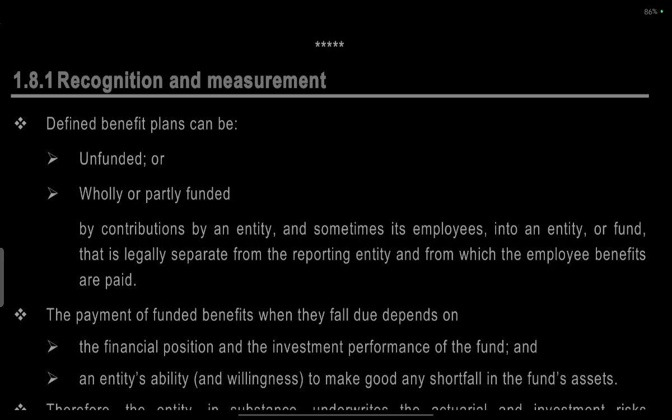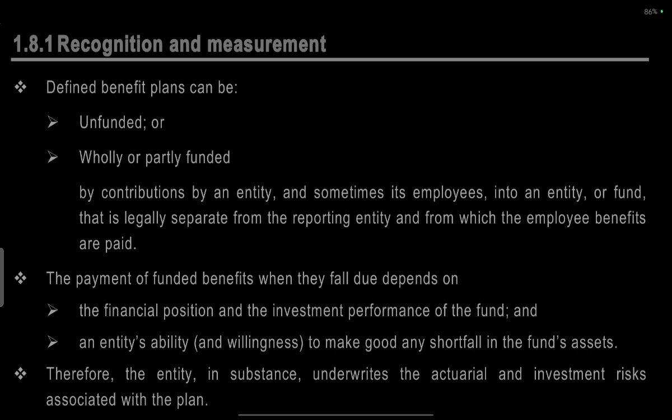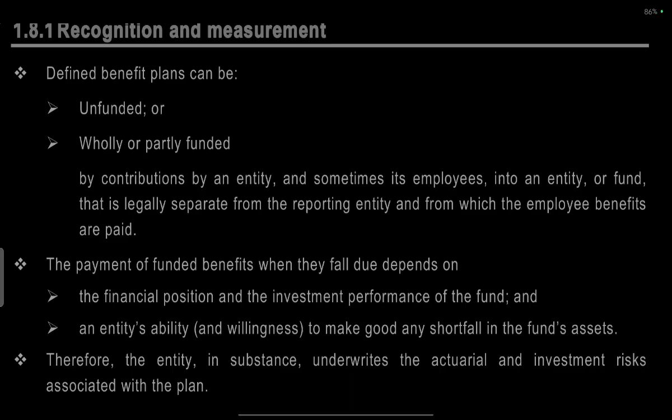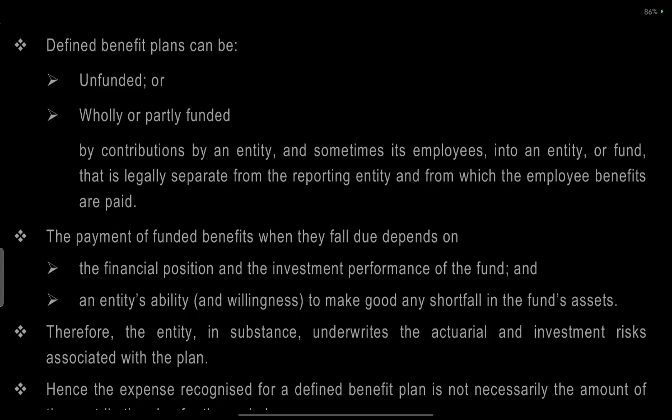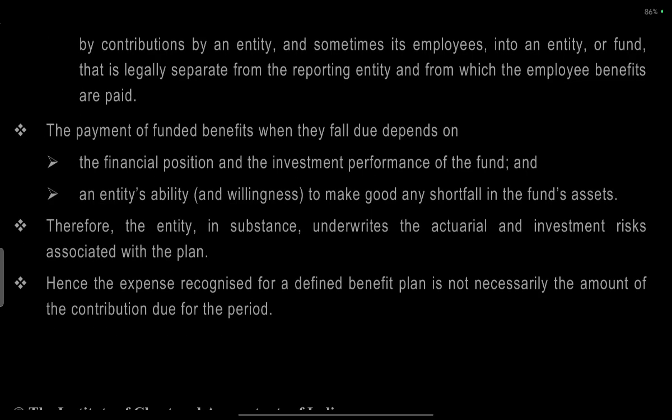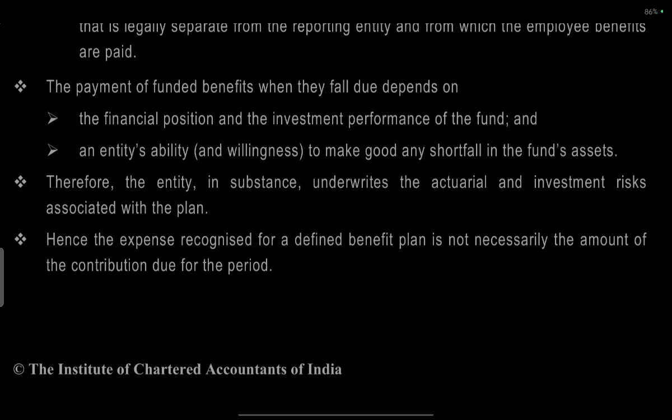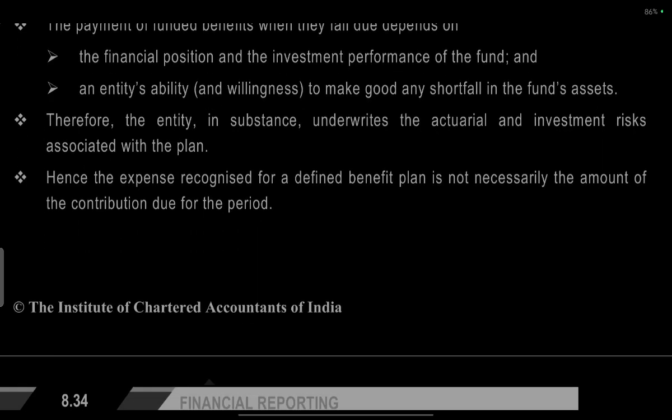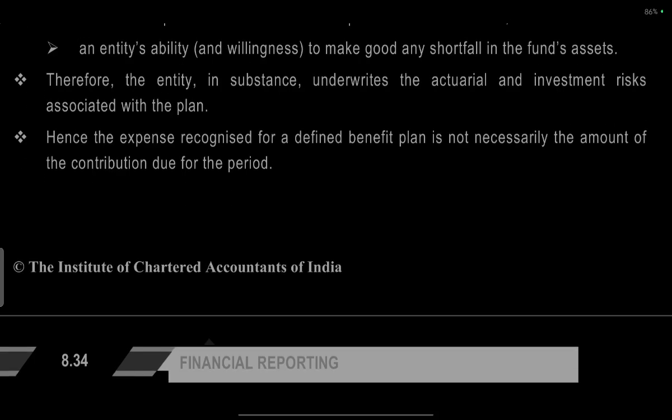Recognition and measurement. A defined benefit plan can be unfunded, or wholly or partly funded by contributions by the entity, sometimes by its employees, into an entity or a fund that is legally separate from the reporting entity and from which the employees' benefits are paid. The payment of the fund's benefits when they fall due depends on the financial position and investment performance of the fund, and the entity's ability and willingness to make good any shortfalls in the fund's assets. Therefore, the entity in substance underwrites the actuarial and investment risk associated with the plan.